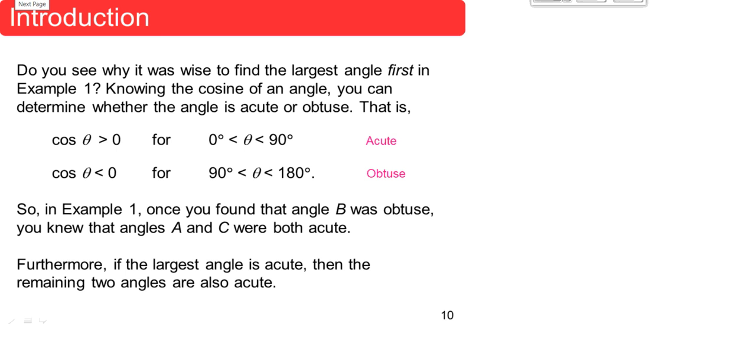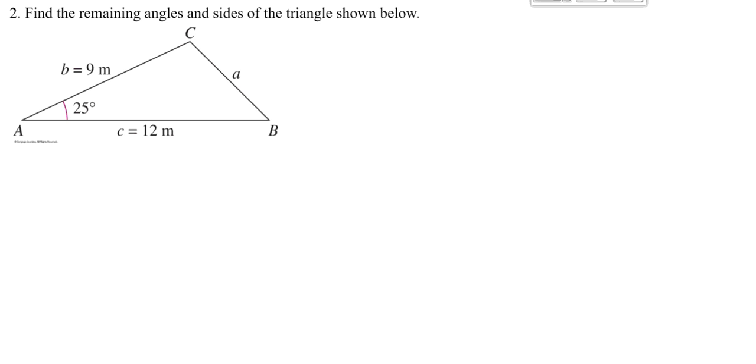All right, now the next one says find the remaining angles and sides of the triangle shown below. And so for this one, do we know or can we find an angle and side opposite each other pair? And I only have this angle, so I would have to have that side. So the answer is no.